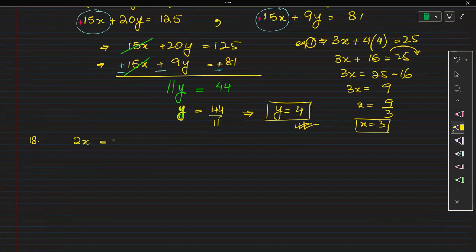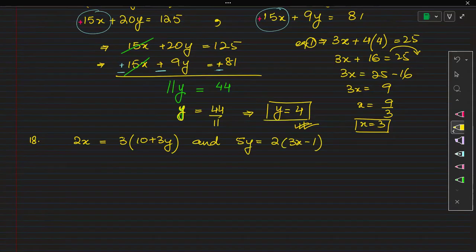Here we go. The question is 2x equals 3 times (10 plus 3y) and 5y equals 2 times (3x minus 1). Right?